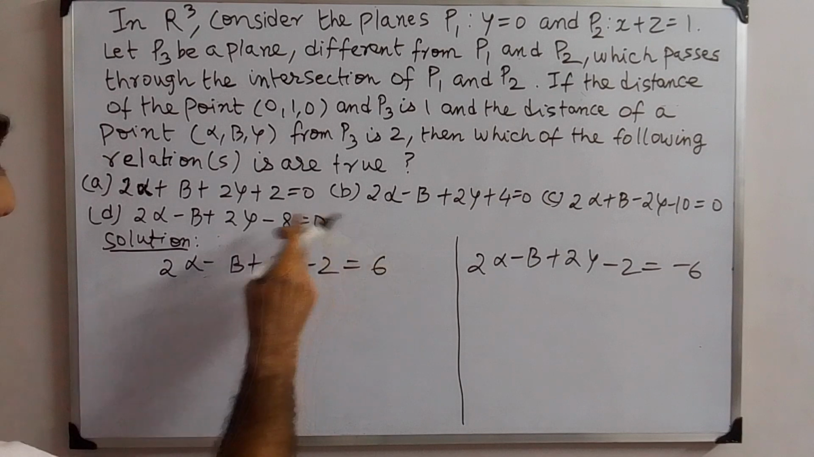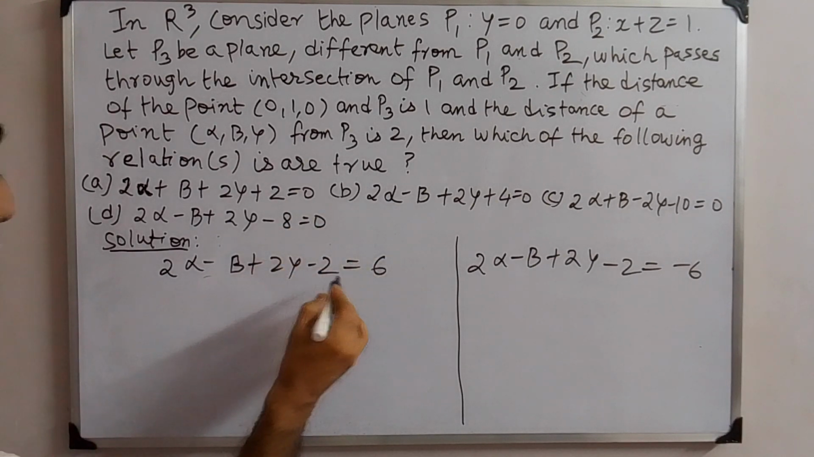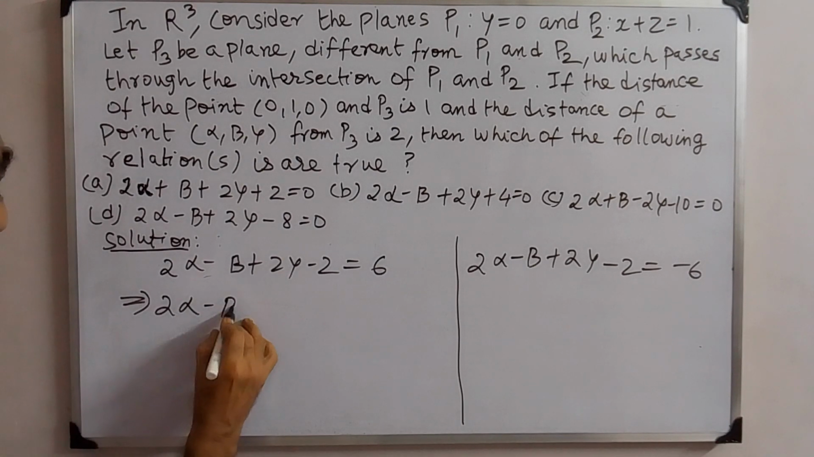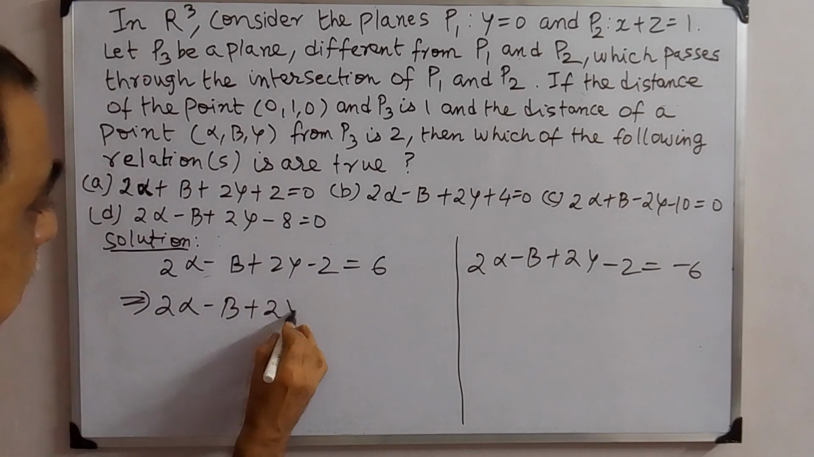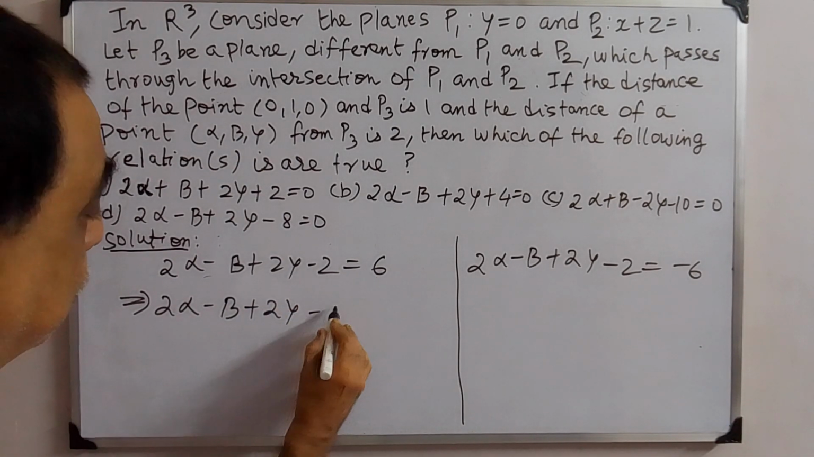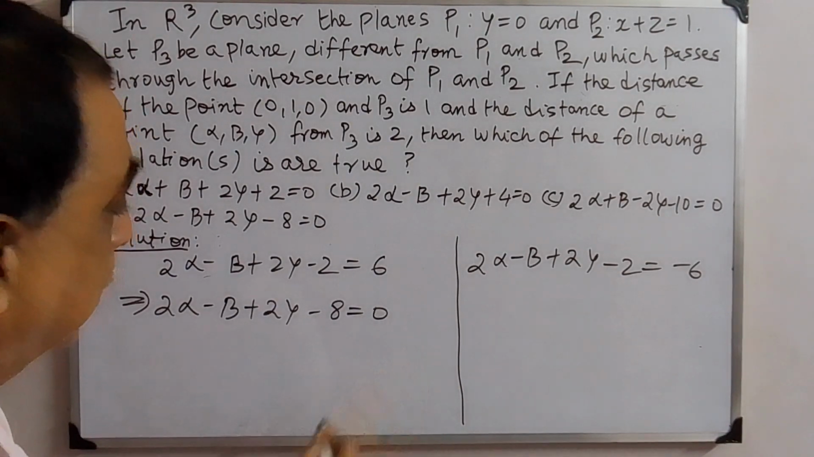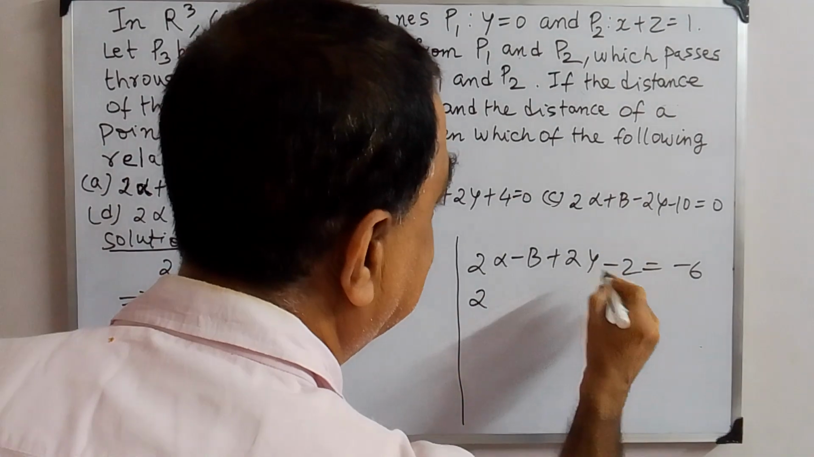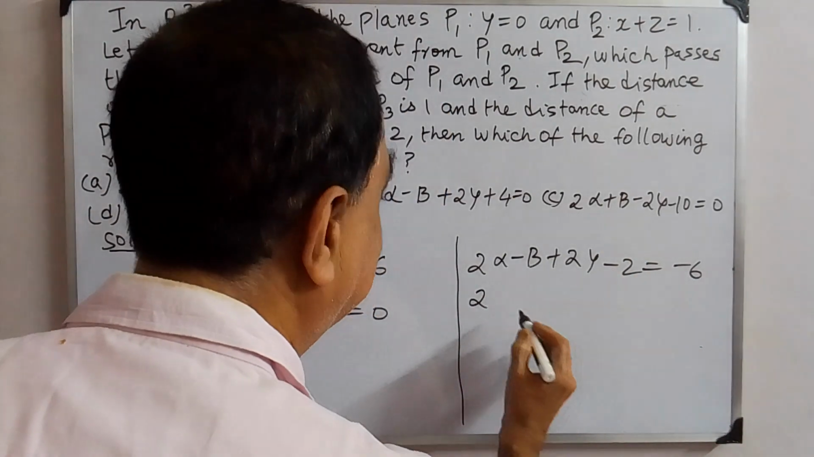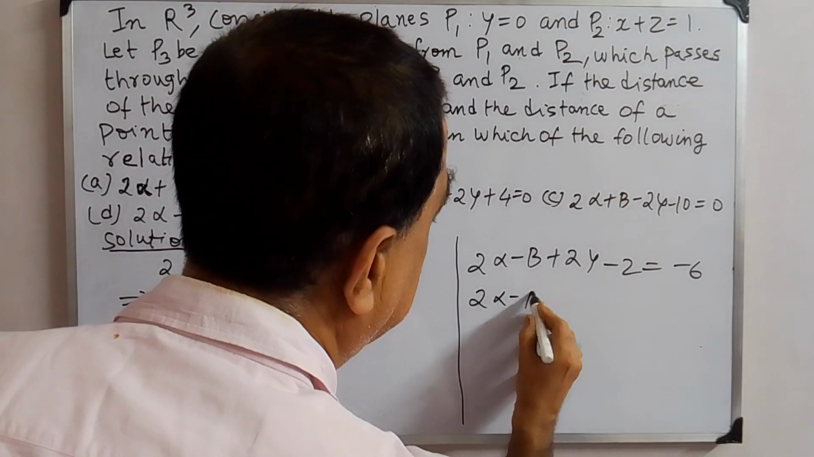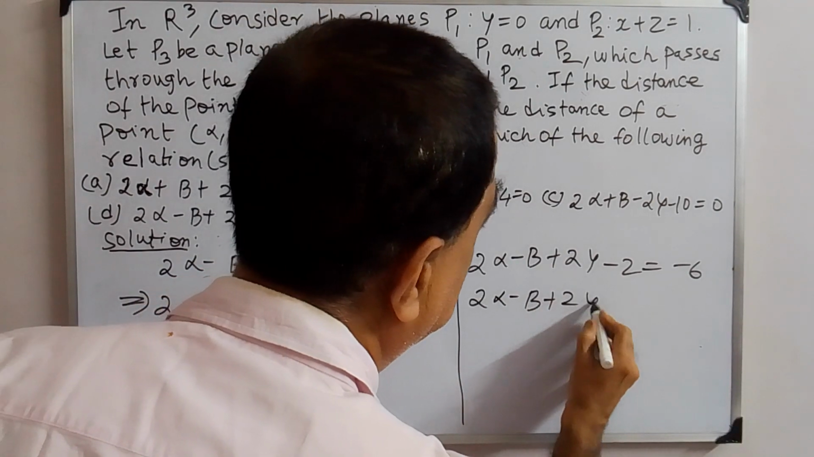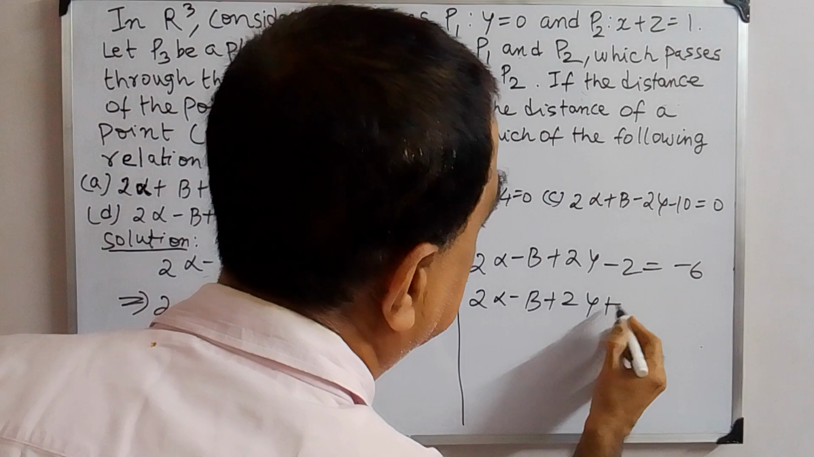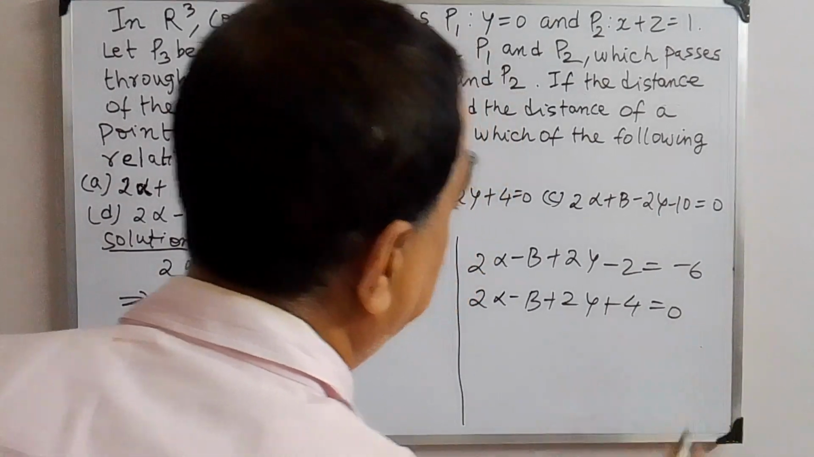So now plus 6 I am bringing this side, so this will become minus 6. Okay, so 2 alpha minus beta plus 2 gamma, so minus 6 minus 2 is minus 8, so that is 0. And simplify this. Here minus 6 I will bring this side, it will become plus 6. So 2 alpha minus beta plus 2 gamma, this is plus 6, so minus 2 plus 6 is plus 4 equals to 0.